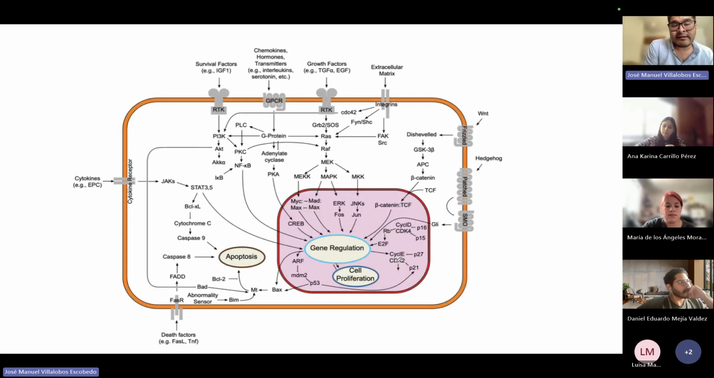For example, here is an example of a signaling process in the cell, where we can see growth factors, chemokines, hormones. We can see, for example, some cytokinins and death factors. And all of them are processed by many kinds of mechanisms. For example, you can see here genes like CDC, that control duplication or the cell cycle. And we can see here how they are promoting cell proliferation.